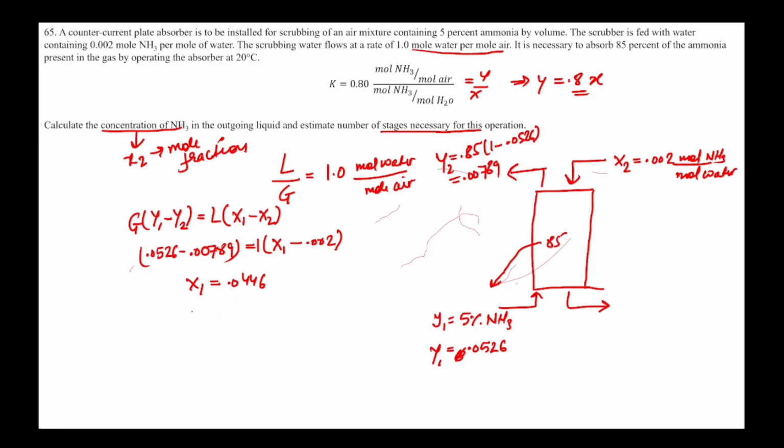This is the mole ratio. To find the mole fraction, small x1 is equal to X1 divided by 1 plus X1. So 0.0446 divided by 1 plus 0.0446 will be the value of small x1. Okay, around whatever will be the value.